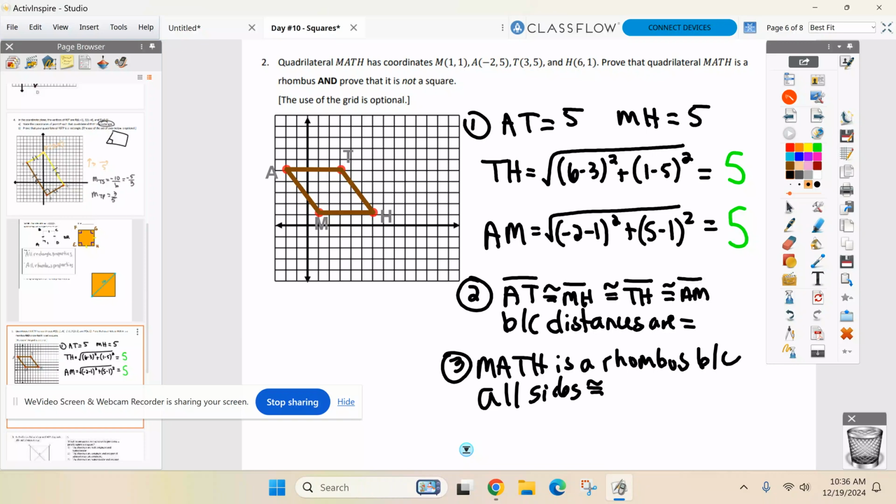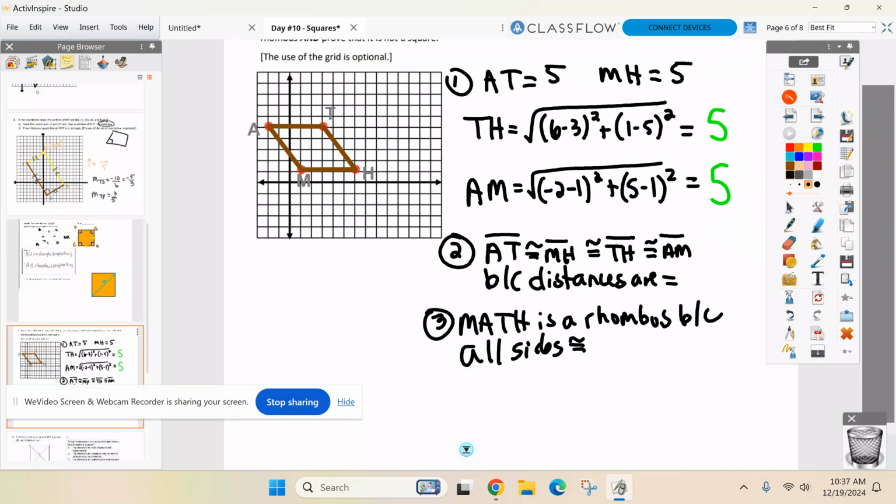What could I do with the diagonals? Show they are not congruent, because that would be a rectangle, right? A rectangle property. So yep, show the diagonals are not congruent. So there are two methods right there. What do we want to do? Diagonals or no right angle? No right angle it is.